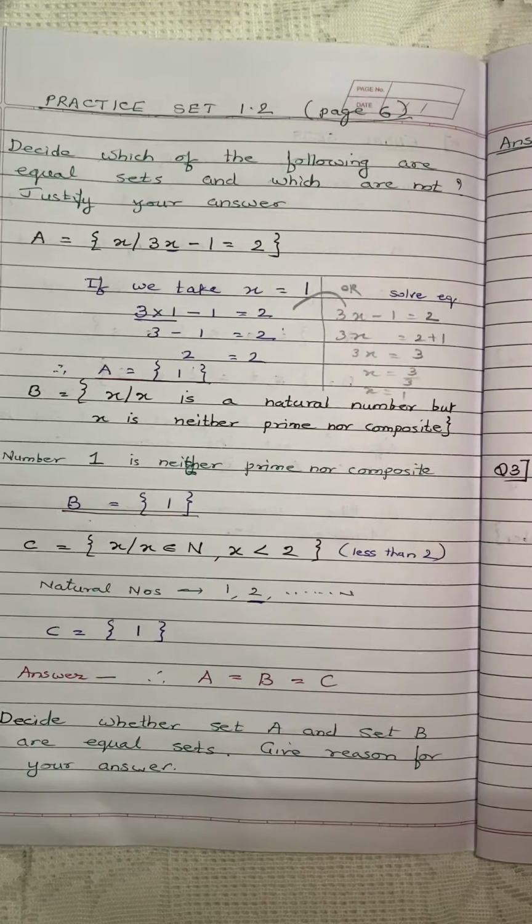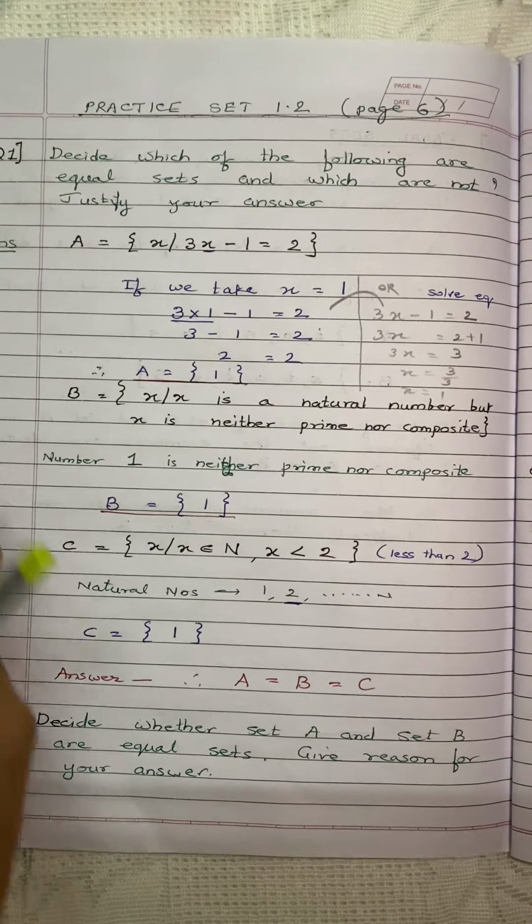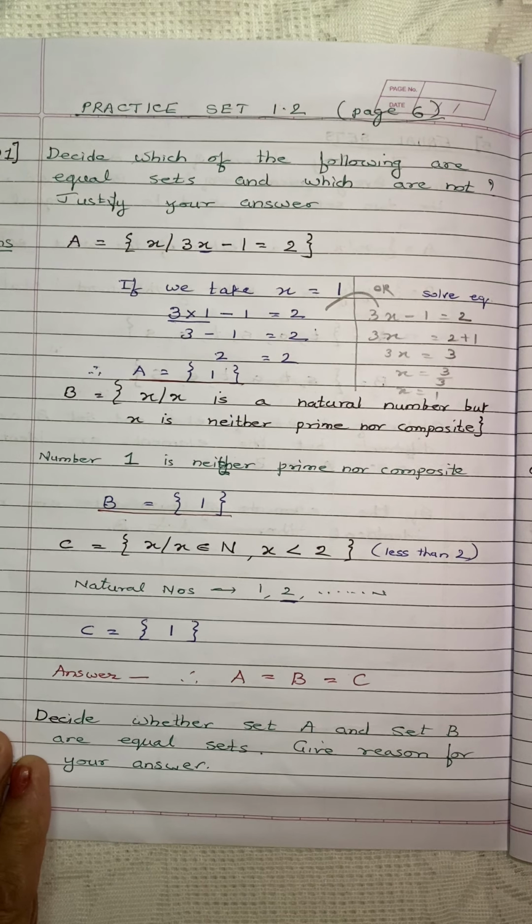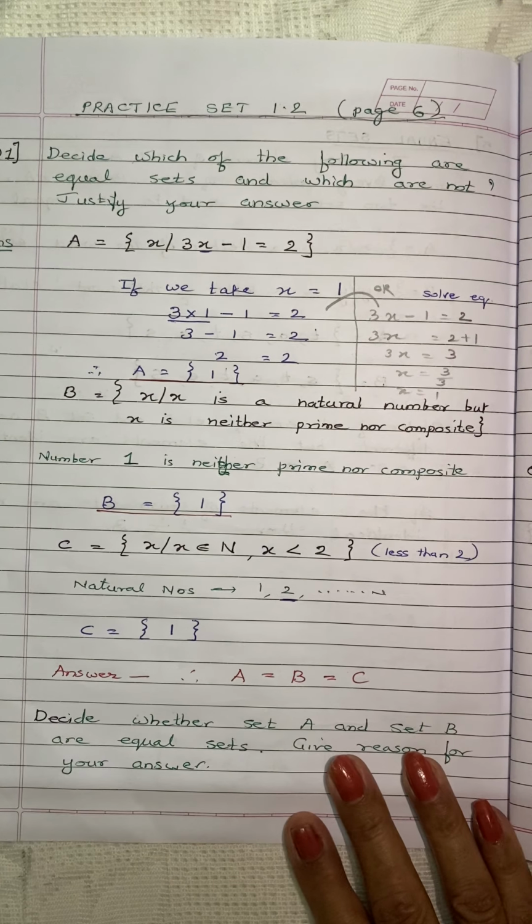Now let's start with practice set 1.2, textbook page 6. Question 1. Decide which of the following are equal sets and which are not. Justify your answer. Now they have given us a question.